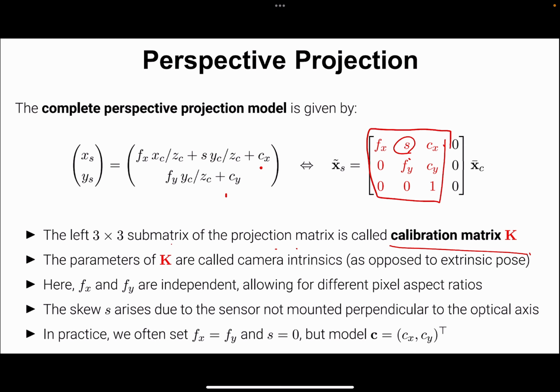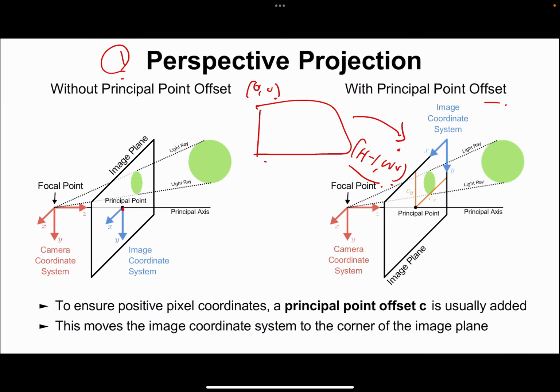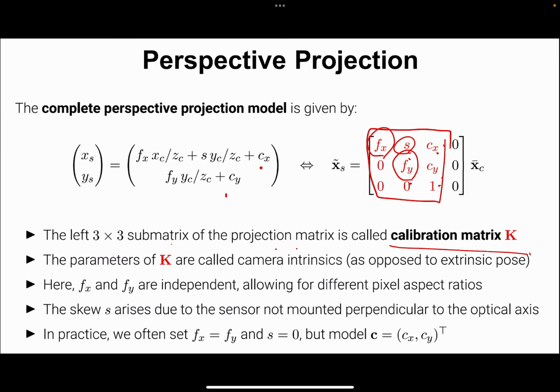The focal length is the necessary minimum component, and these are the focal lengths, and we are going to introduce Cx and Cy to make the image origin the top left. That is the reason why I introduce Cx and Cy. And S is scale. Scale is usually 1, but we can use different scales. The parameters of K are called camera intrinsics. This is very important. Intrinsic means we have it inside, right?